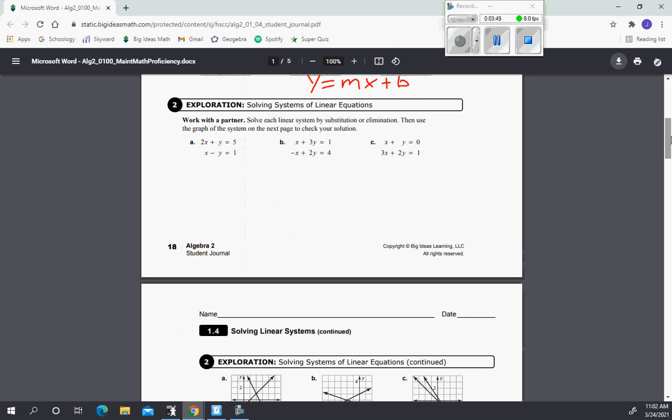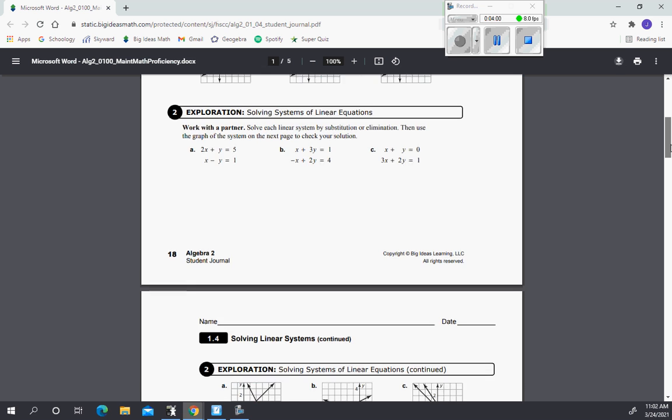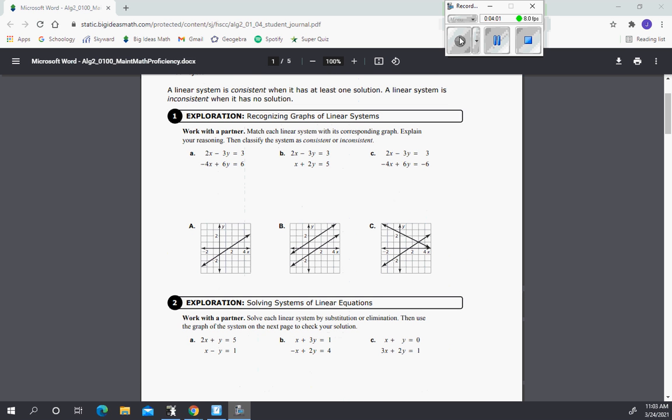scrolling down here, it says solve each linear system by substitution or elimination. Then use the graph of systems on the next page to check your system. Okay, whatever. I forgot one thing up here. I forgot to say if they were consistent or inconsistent. Okay, so going back, this was B, this was C, and this was A.